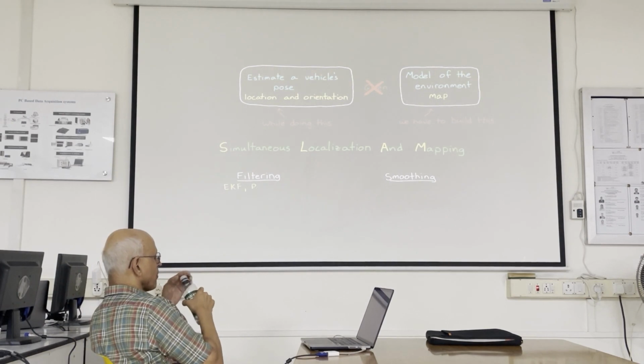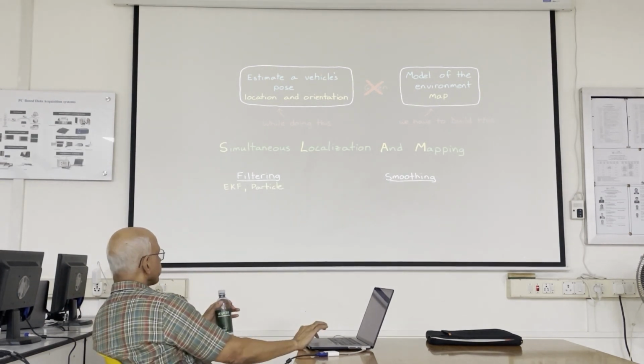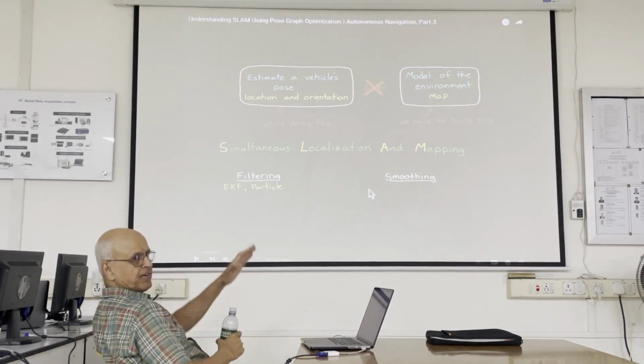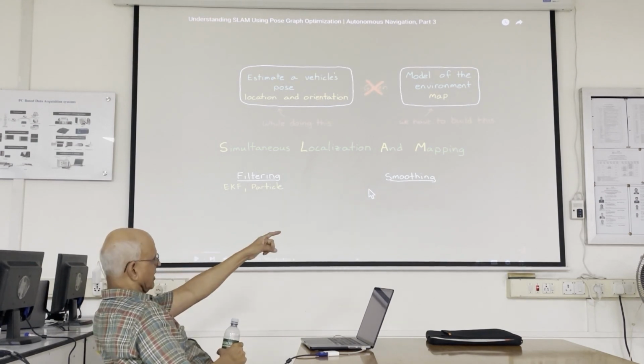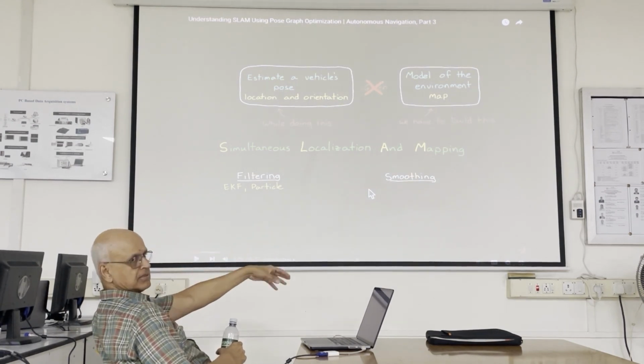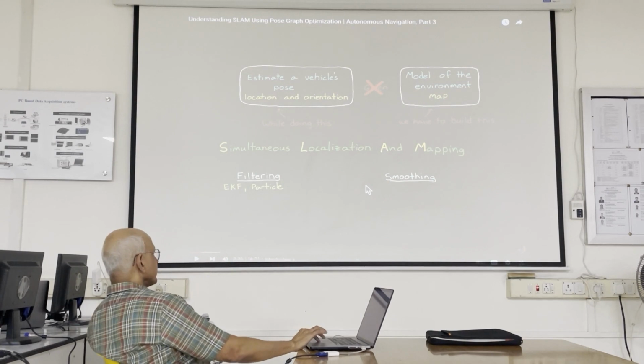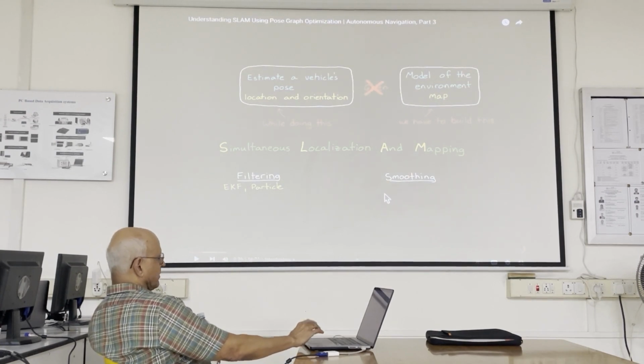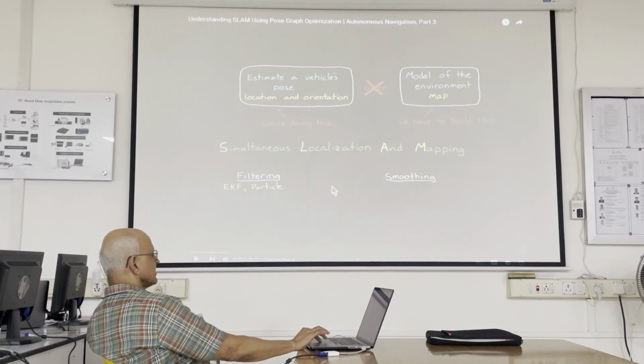Filtering, like the extended Kalman filter or the particle filter, models the problem. So we were talking about this side. Now, the category is the smoothing side. So you find it has a disadvantage. Now maybe let's watch the video and then I'll ask you what the disadvantage is.